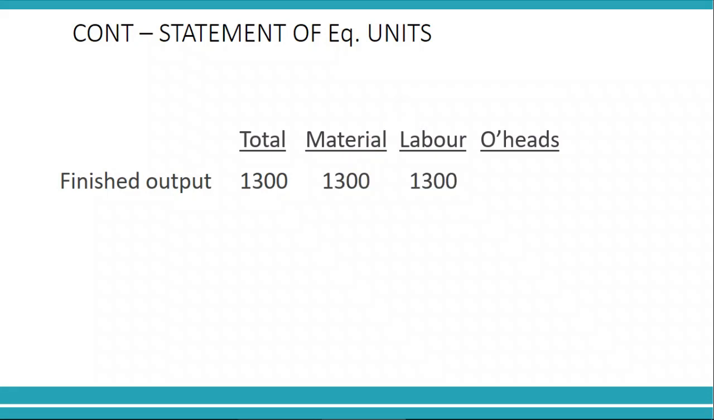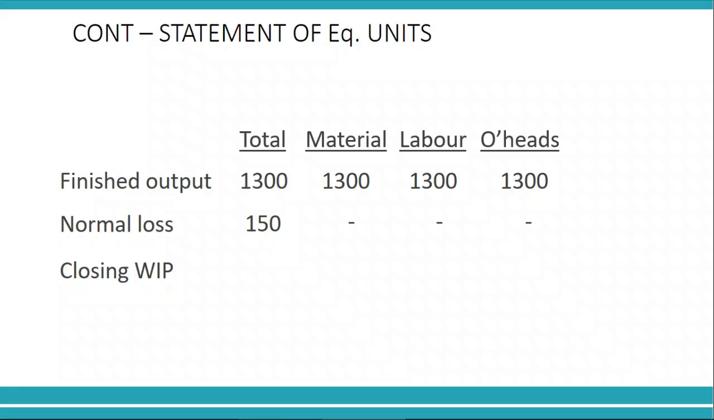So we call it statement of equivalent units. These 1300 units are fully finished units, so they are 100% complete with respect to material, labor and overhead. You can say these 1300 units have equivalent units of material 1300, labor 1300, overhead 1300. And then you've got normal loss 150 units, and you don't assign anything because these are the lost units. You just put 0 value, and then you need to calculate your closing work in process, which is 50 units.